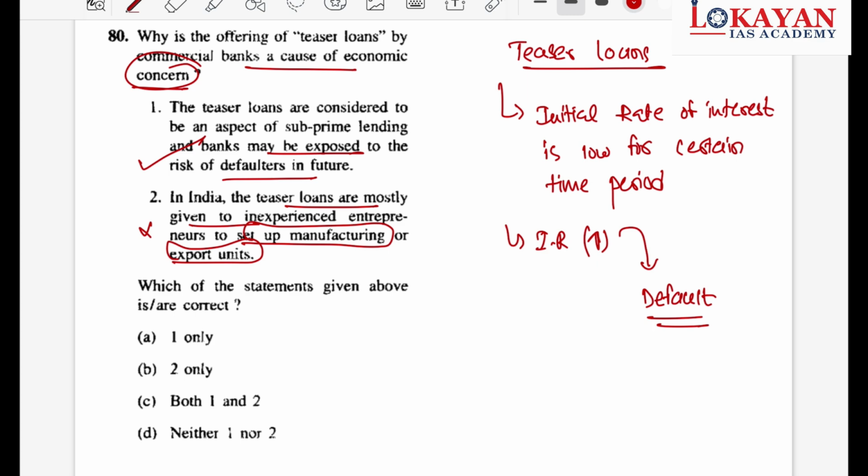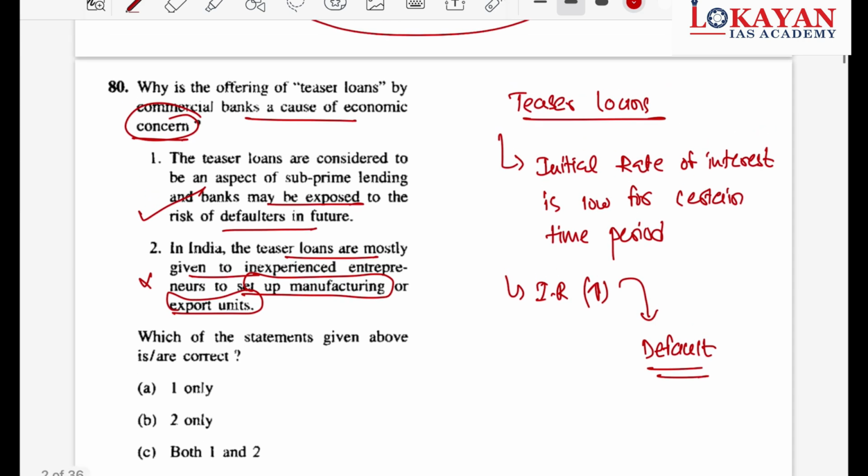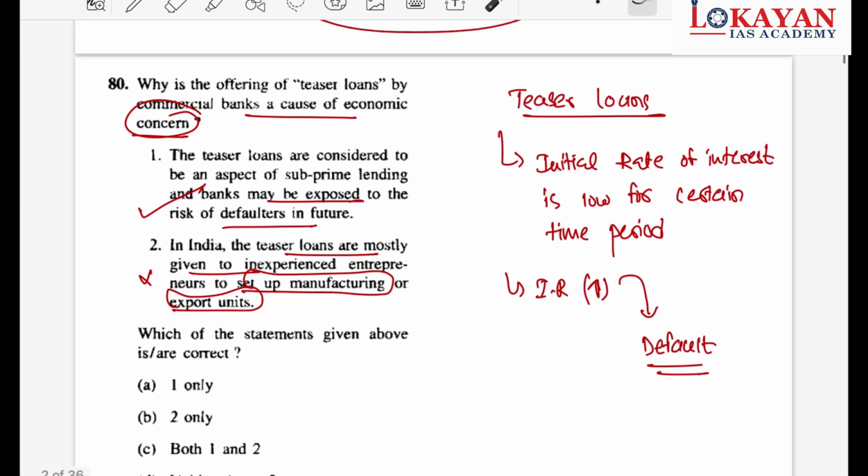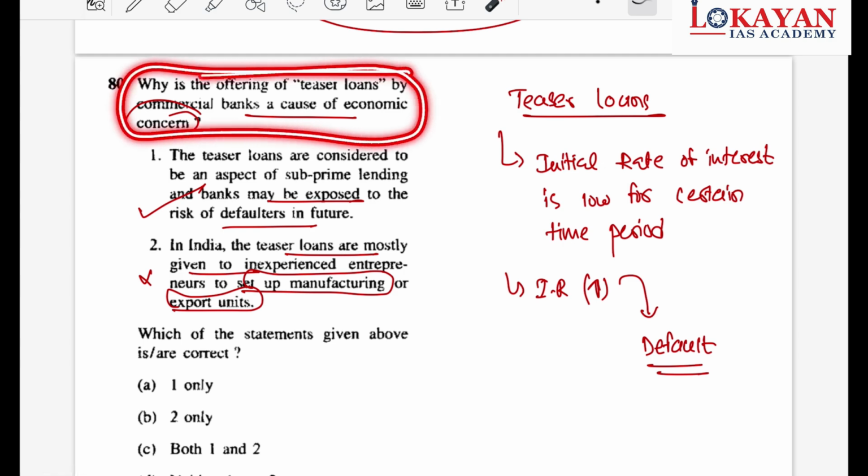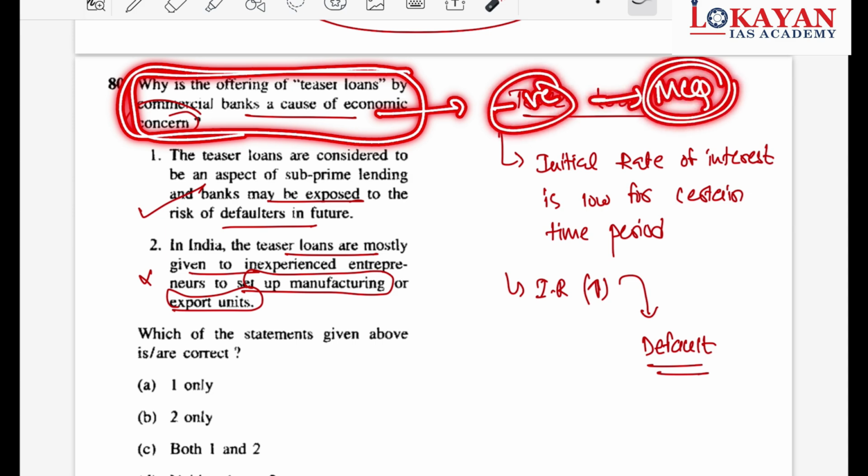Now, even if you do not have any idea regarding teaser loans, but in the exam hall you are in such a situation that you have attempted very few questions and you have to attempt this. At that time, what would you do? Let's understand the tone of the question. Why is the offering of teaser loans a cause of economic concern? So concern, so negative tone of the MCQ. So go with this tone.